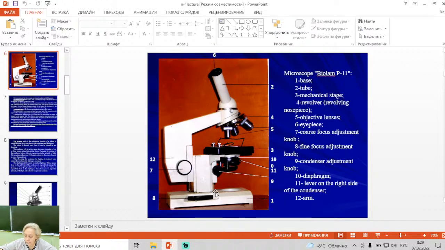So, we considered the structure of the light microscope and the rules of working with a microscope. Remember that the study of any object starts with a small magnification, with a focal length for small magnification of approximately 70 mm, and that when focusing on an object at high magnification, it is necessary to work only with the fine focus adjustment knob.